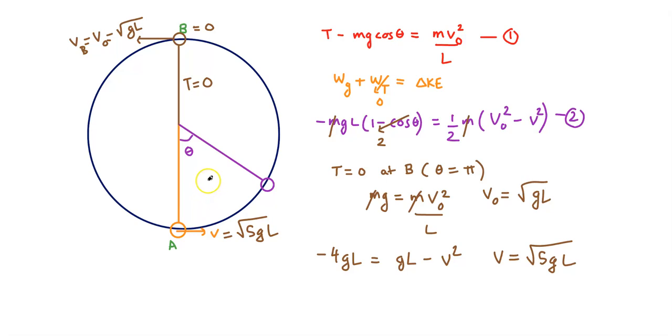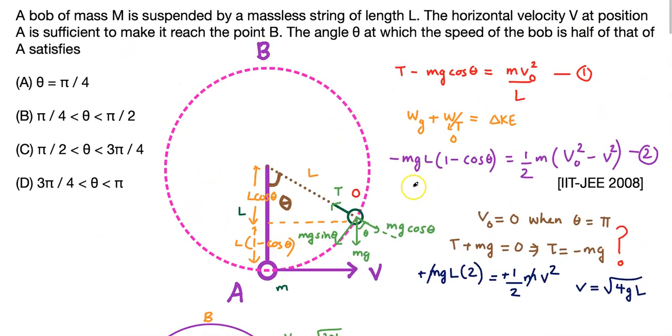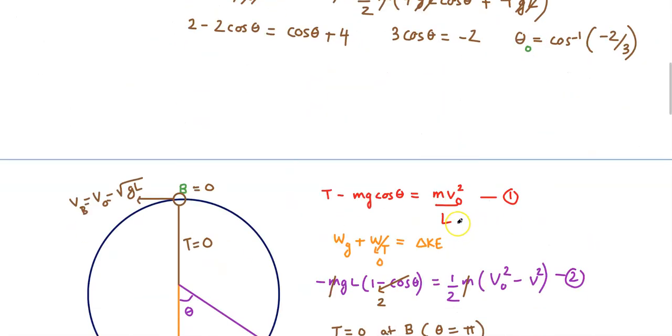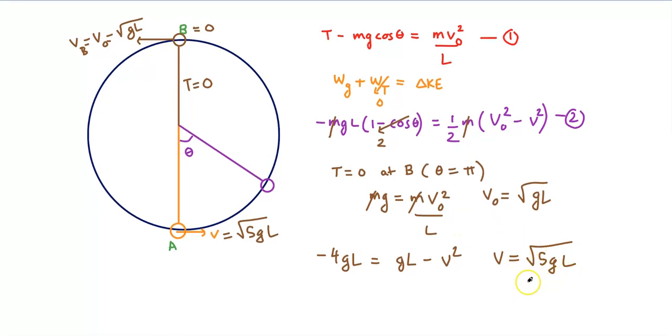All right. So this, my friends, is the right speed to be provided. So just to remind ourselves what the question was, the horizontal velocity v at position A, to make it reach point B, was not square root of 4GL. So we realized that this was wrong, but it's actually the square root of 5GL.